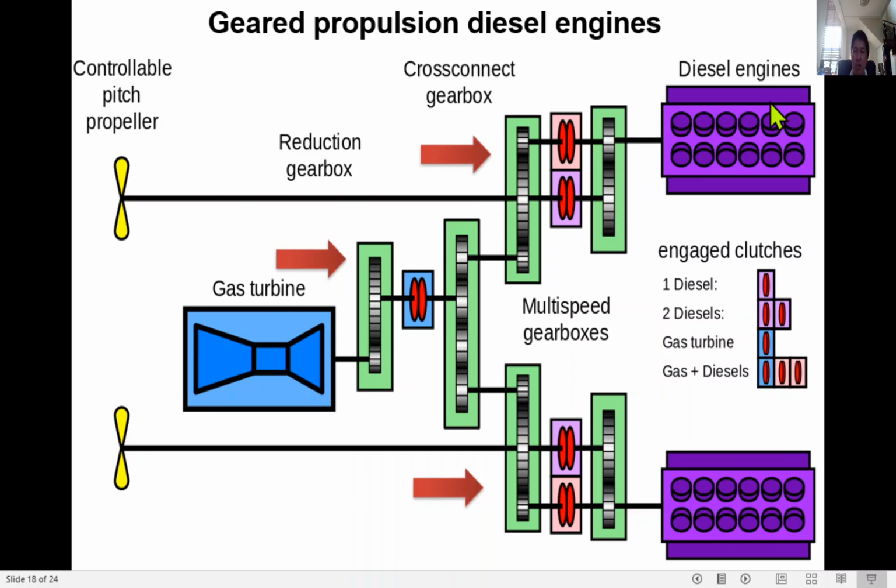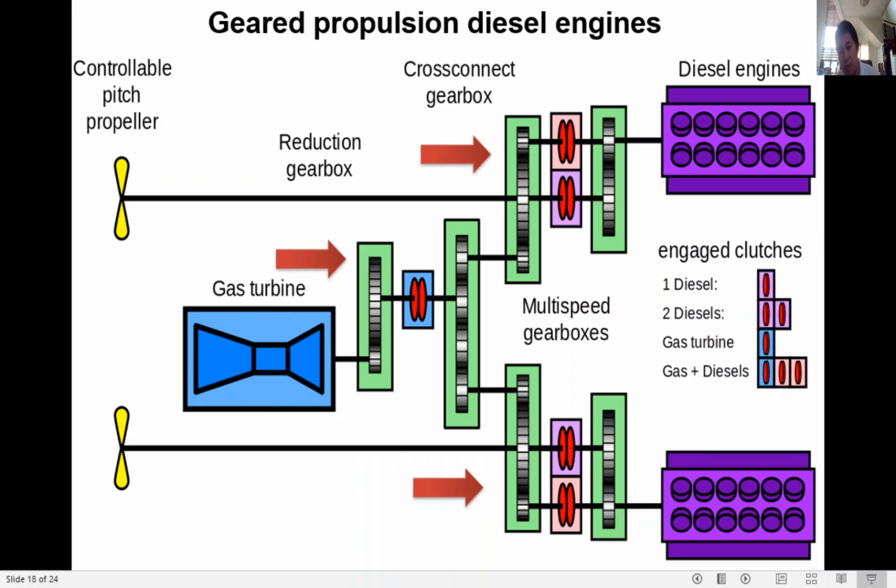We have here the diesel engines, port and starboard, or left and right, and we have here the clutches. These are all clutches. When the vessel is maneuvering, since there is a clutch, the one who operates will engage the clutch, so this propeller will turn. This one also. In this example, there is also a gas turbine engine.